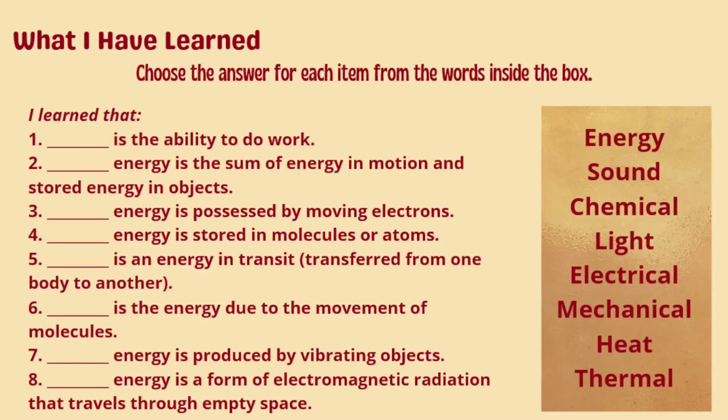Are you finished? Okay, now let's check your answer. Number one, blank is the ability to do work. The correct answer is energy. Number two, blank energy is the sum of energy in motion and stored energy in objects. The answer is mechanical. 3. Blank energy is possessed by moving electrons. The correct answer is electrical.